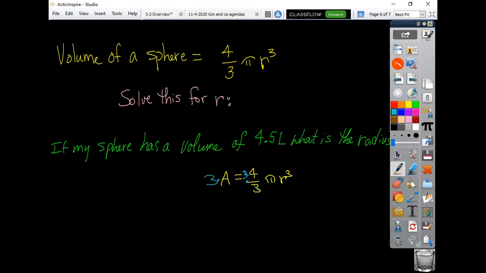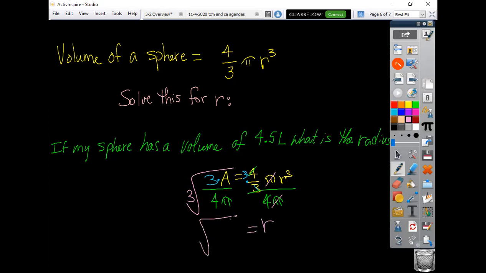So then those are gone. How do I get rid of this 4 times pi? Well, I would divide the whole thing by that 4 pi. And lastly, then, how do you undo this r cubed? With a big old cube root. And so then I'd have my r all alone.